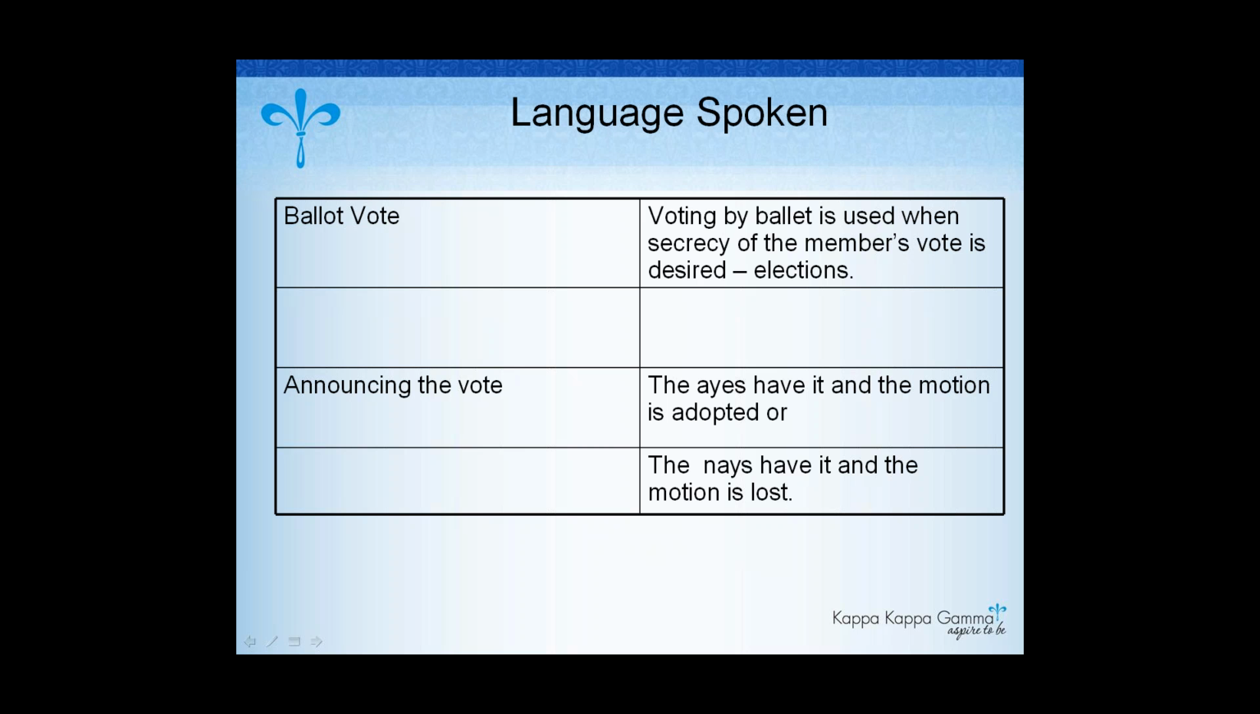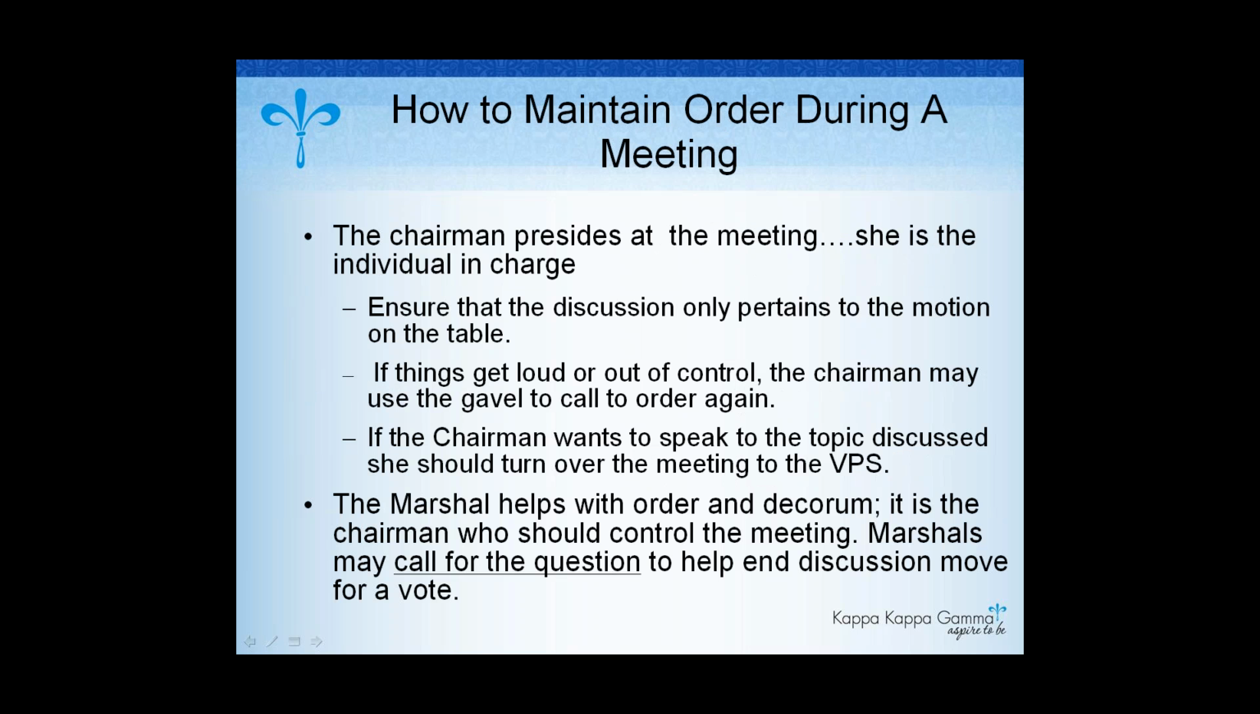When all the votes are cast, however it's done, the chairman will announce the vote. She would say the ayes have it and the motion is adopted, or the nays have it and the motion is lost. So that everybody understands whether the motion on the floor was adopted or not. So that's basically the language that's used.